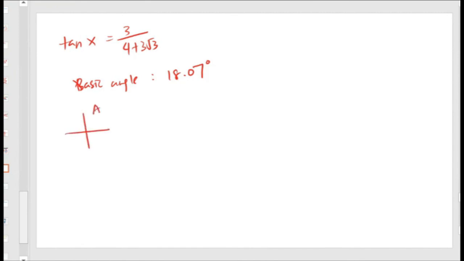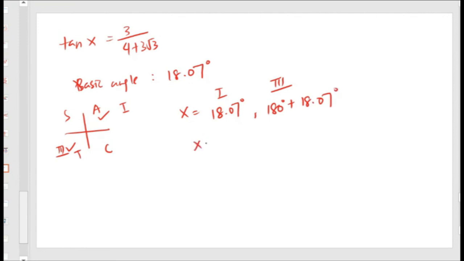All students take calculus, tangent positive, first and third quadrant. So answer will be at the first and third quadrant. So x equal to first quadrant 18.07 and the third quadrant 180 plus 18.07 degree. So x is 18.07 degree and 198.07 degree.